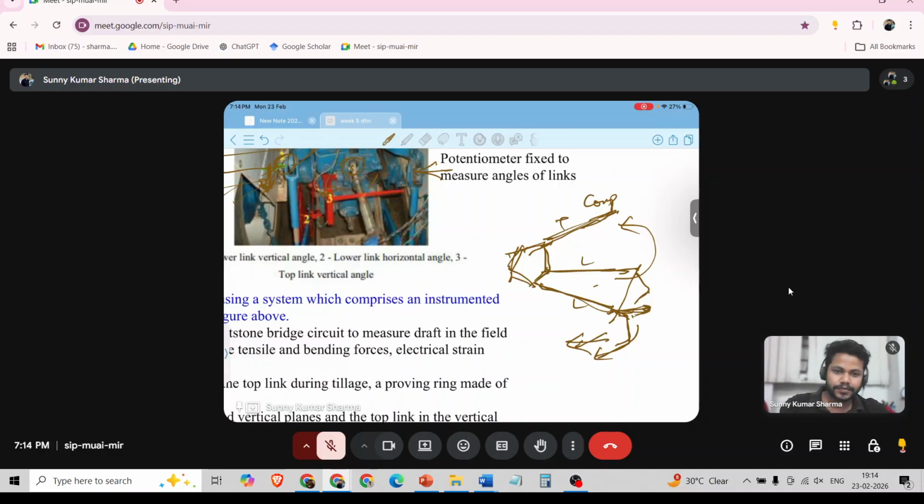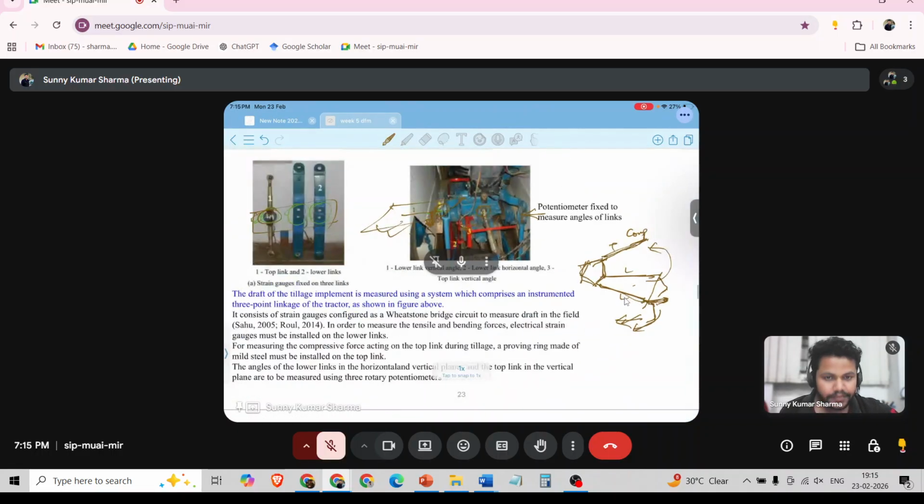Sir, one more thing. If we go for a mounted implement, a semi-mounted implement, or a completely dependent implement, then how can we justify exactly which links are under tension and compression? That should be mentioned in the question, so what your analysis is.